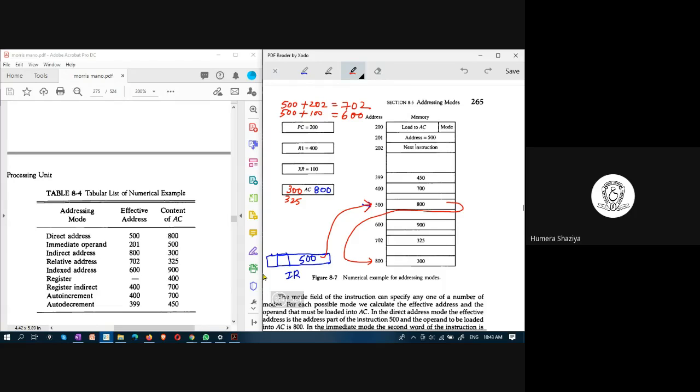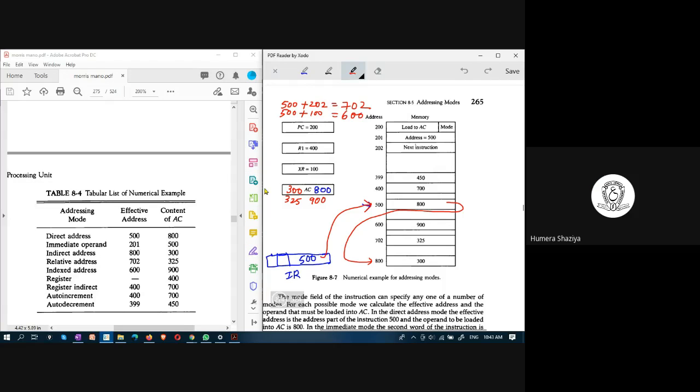And what is the operand? 900. Yeah, very good. 900 is the operand. Now you are storing 900 into the accumulator because 900 is the operand. Ma'am, can you explain indexed address once again?